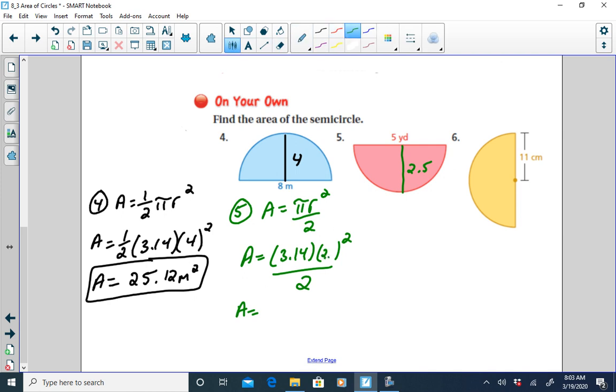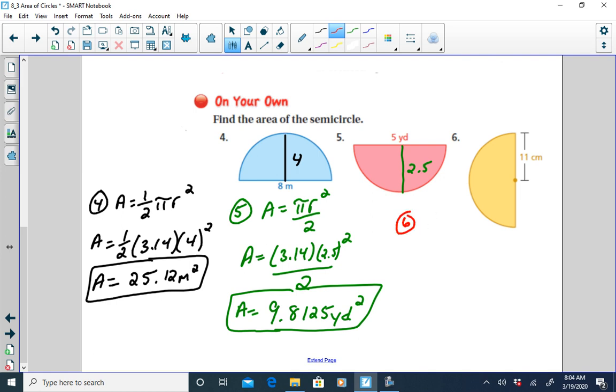That's 2.5 for our radius, so it's going to be 2.5 squared times 3.14, divide that by 2, and we wind up with 9.8125. Those are square yards. Just as I almost made a mistake there, substituting my numbers, we just have to be careful. That's another common mistake people make, where we substitute the wrong value, so just double check, make sure that everything's correct there.